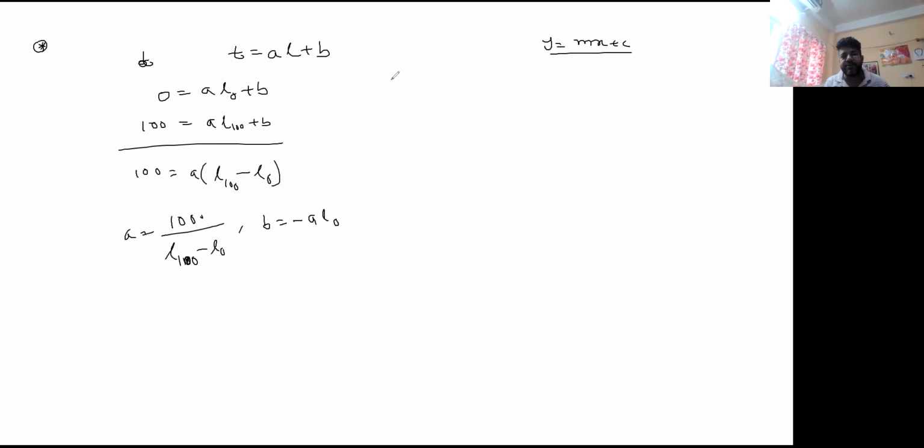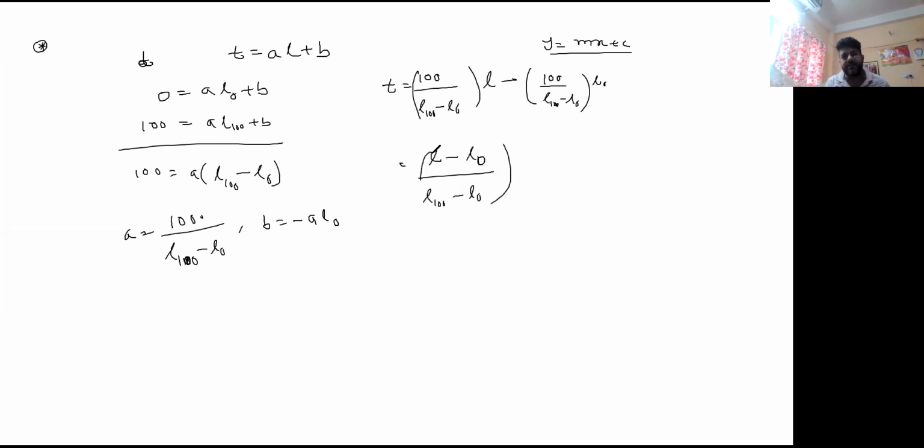Now for any temperature T, A is 100 by L100 minus L0 into L, plus B is minus A, that is 100 by L100 minus L0 into L naught. From that, one thing is very clear: T equals L minus L naught by L100 minus L naught into 100. That is my temperature at an instant. We can use this for different scales.